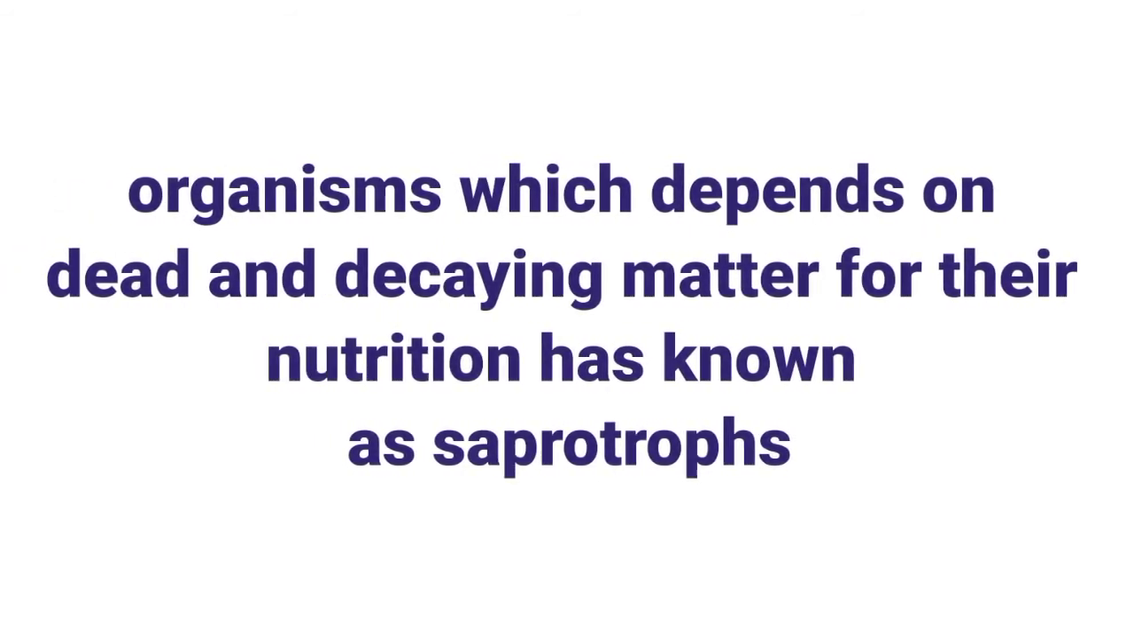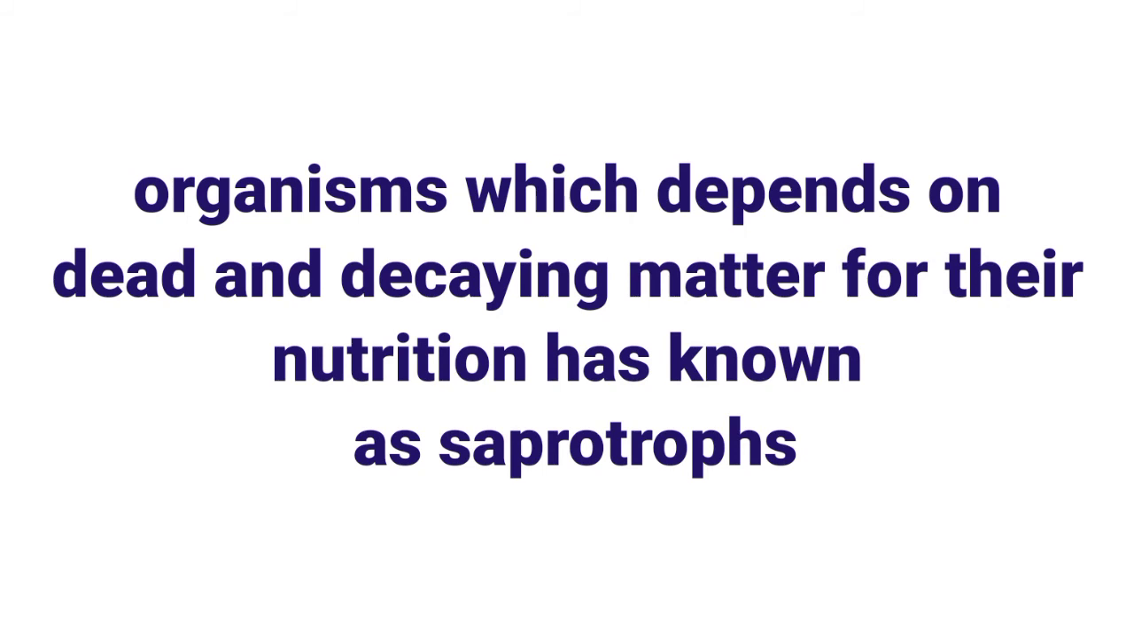Now let's move on to another mode of nutrition, that is saprotrophic nutrition. See, the organisms which undergo saprotrophic nutrition are called saprotrophs. So now let's see what saprotrophs are and what saprotrophic nutrition is. Organisms which depend on dead and decaying matter for their nutrition follow saprotrophic nutrition. Such organisms are called saprotrophs. Examples of saprotrophs are fungi.